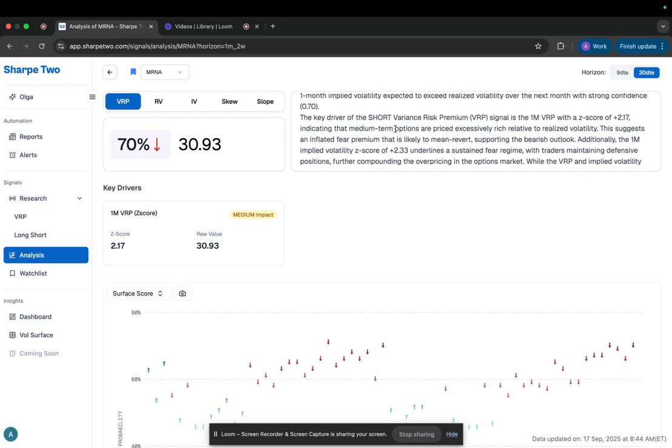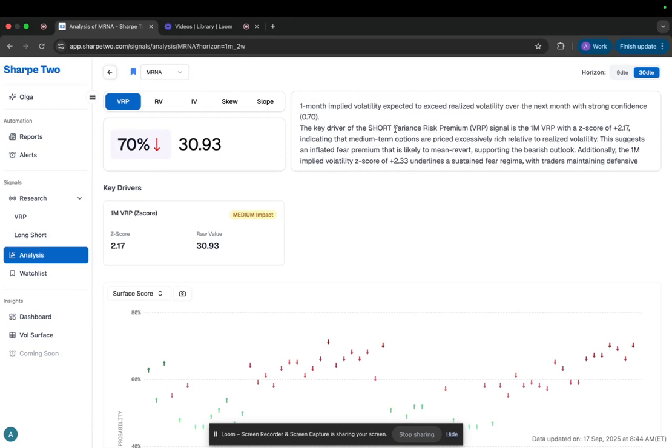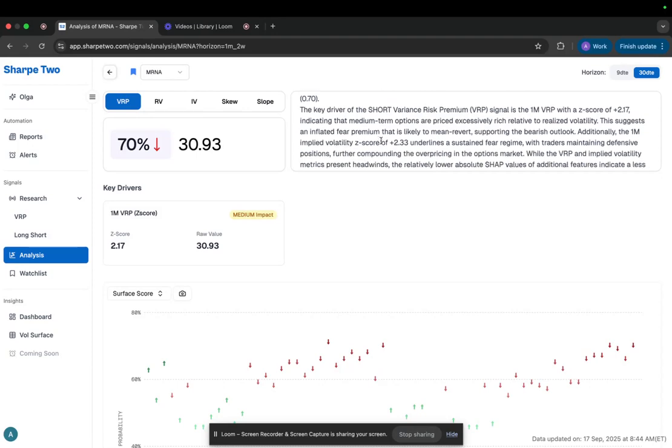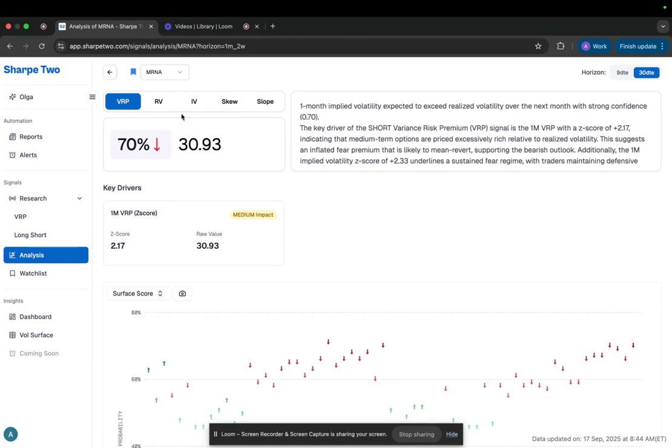It's not the most readable. We can probably do something about it to make it a little bit more digestible. But essentially, you have pretty much everything you need in that bit of text. You have pretty much everything you need in the analysis page, starting with the key drivers. In that case, we're saying one of the key important drivers that makes us think implied volatility is going to be above realized volatility over the next 30 days is because we think the VRP at 1 month is pretty high, right? The Z-score is about 2, and overall that has a medium impact on the way we think about that probability.